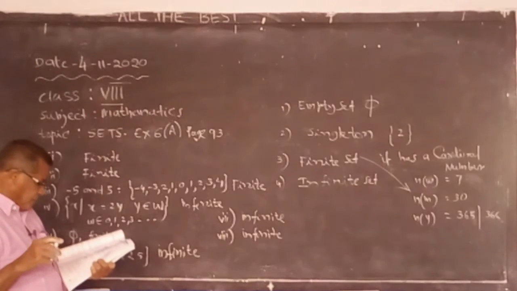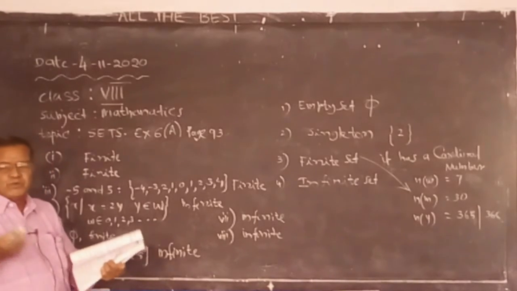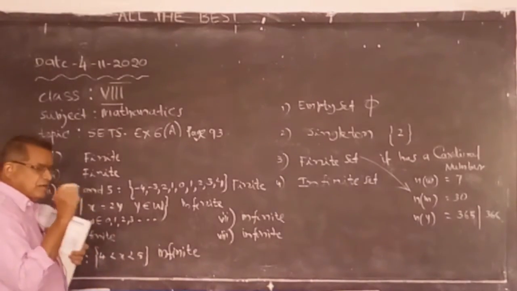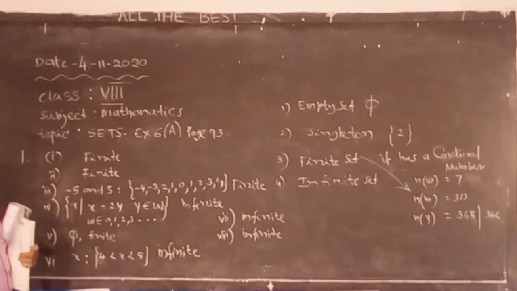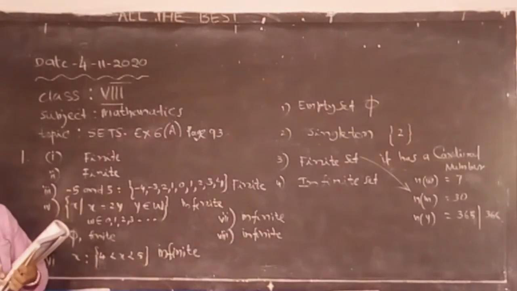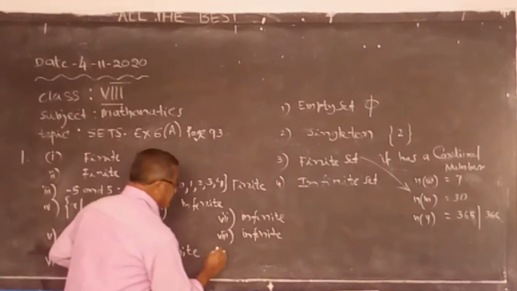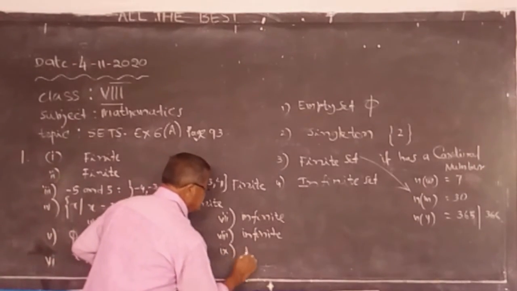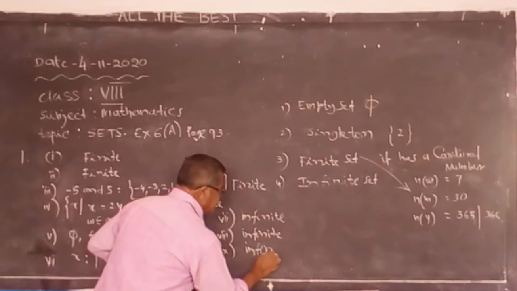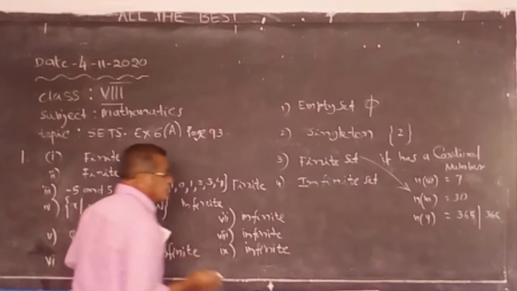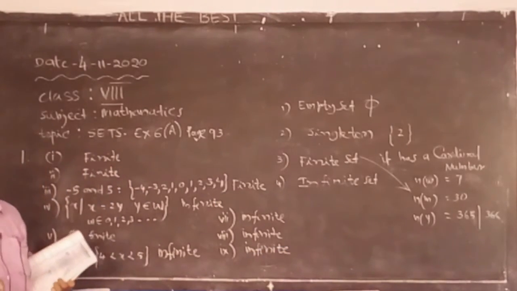Ninth, the set of points on a line segment. We can't count the points on the line. Infinite points are there, so we cannot find them. This is also infinite. There are so many points.